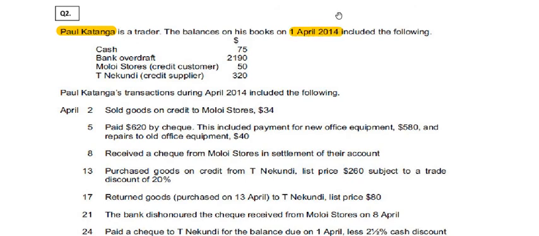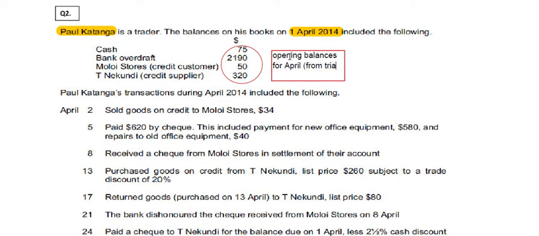So on 1st of April, 4 balances are given. If we circle the 4 balances, these are all the opening balances. So we can just make a notation, these are opening balances for the month of April. It's good to remind you at this time that they are taken from a trial balance. A trial balance must have been done in the month of March. So this is part of the trial balance. It's obviously not all the balances, it's just the 4 balances given.